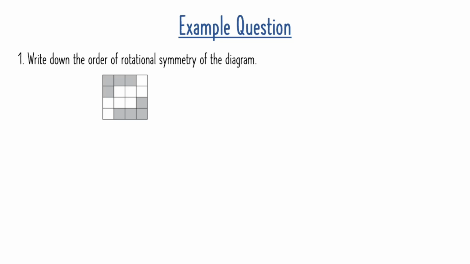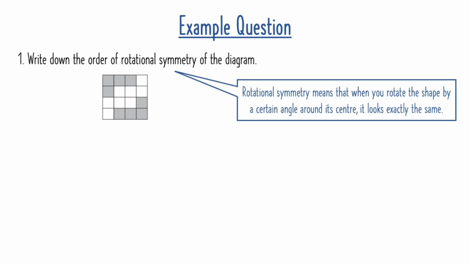Let's take a look at this practice question. Write down the order of rotational symmetry of the diagram. So what we have to do first is define rotational symmetry. We have to understand what this means. Rotational symmetry means that when you rotate the shape by a certain angle around its center, it looks exactly the same. So the next thing that we'll do is analyze the diagram provided.